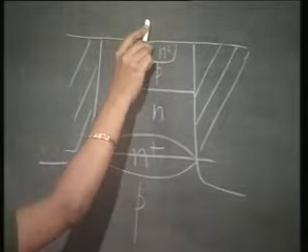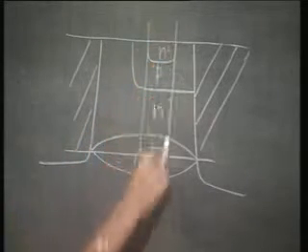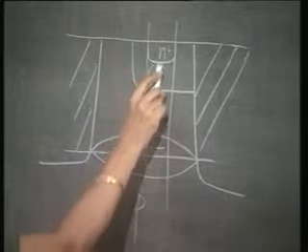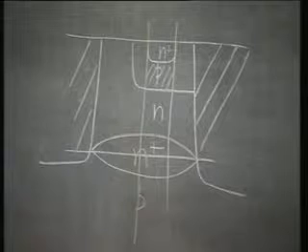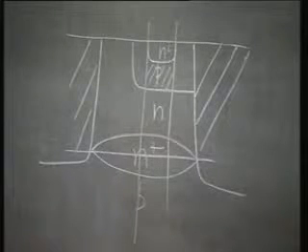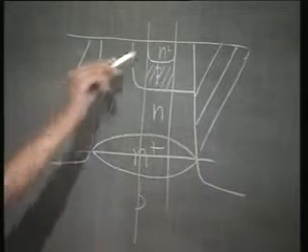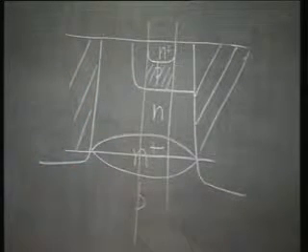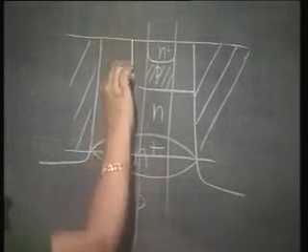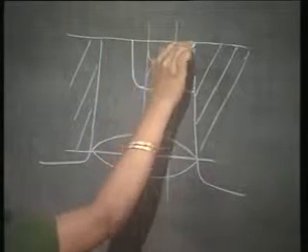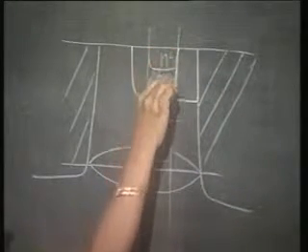So, what is the active base? Active base is actually this, the P region directly underneath the emitter. This is my active base. Agreed? This is the path of the current. This is the active base. So, what about this portion of the base?